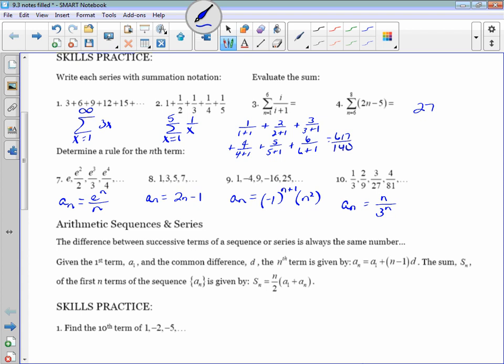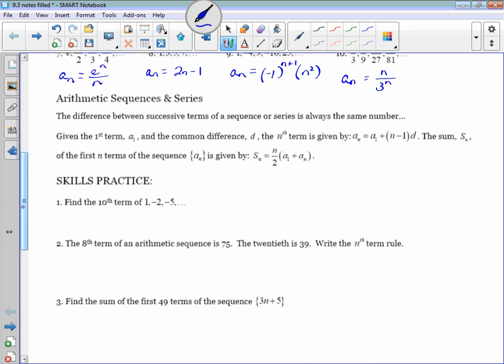Now we're going to look at a specific type of sequences and series. We're going to look at arithmetic first. Do you guys remember the other type? Geometric, yep. So we'll do arithmetic first. Arithmetic means there's been a common difference, or the same number added or subtracted each time to find a new term. So we have some specific formulas we can use for this.